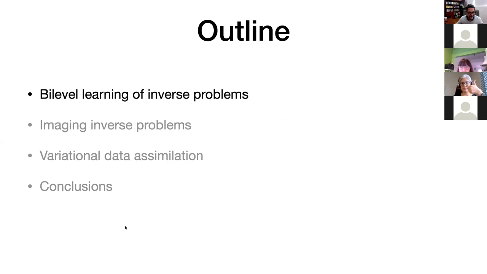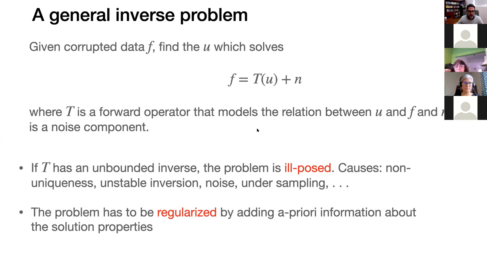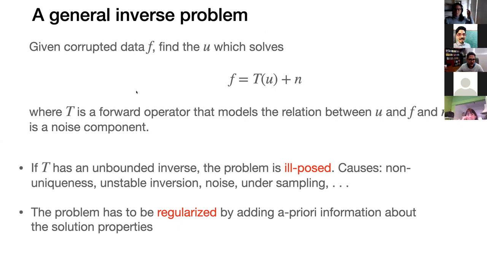Yes. Okay, perfect. So I will start by presenting the bilevel learning framework for inverse problems in a general manner and explain some of the features that it may have, especially for linear inverse problems. And then I will talk a little bit about the inverse problems that arise in image processing, mainly in denoising, and what the difficulties are there. Then I will explain the bilevel learning framework with variational data assimilation problems, and finally some conclusions about the work. So I'll start in a very general sense with an inverse problem that you are all familiar with.